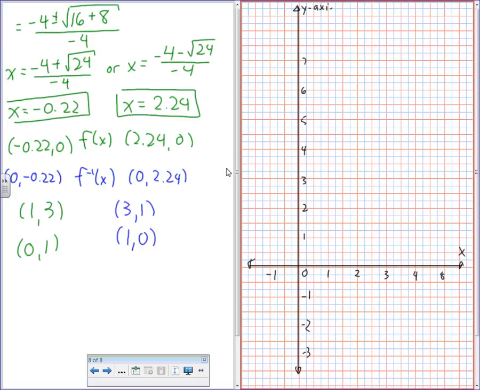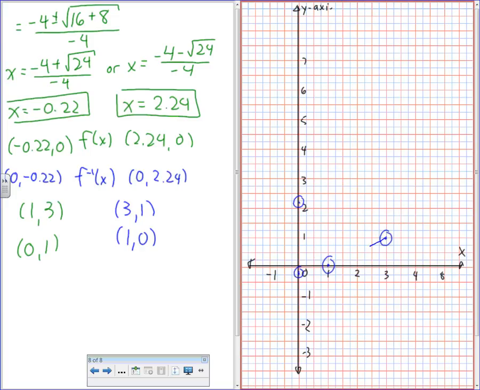Okay, and here come the points. f of x is going to be in blue. So we're going to have 3, 1, which is here. I'm going to have 1, 0. Oh, this is my inverse, right? That's my inverse. Either way, 1, 0 is there. Negative 0.22 and 0 is about there. And 0, 2.24 is about there.